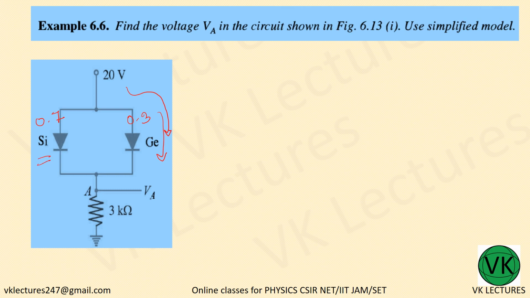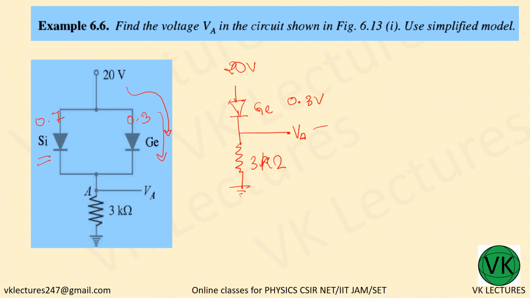So we have an equivalent circuit. 20 volt with a germanium diode, and you have a resistance of 3 kilo ohm, and this is where you have to find the voltage, that is VA. Now we can easily apply our Kirchhoff law. Here you need not even find the current, because the germanium diode has 0.3 volt.